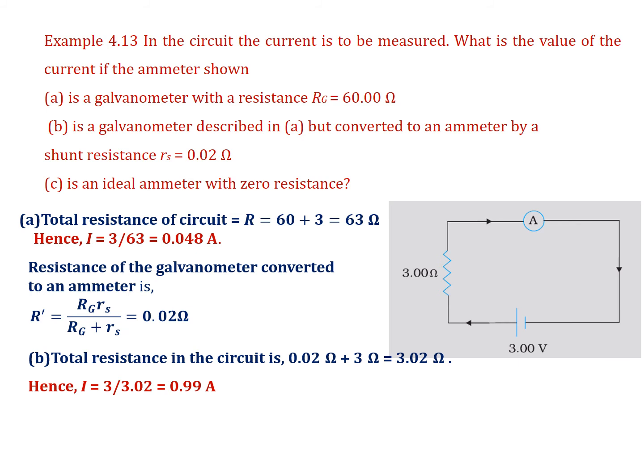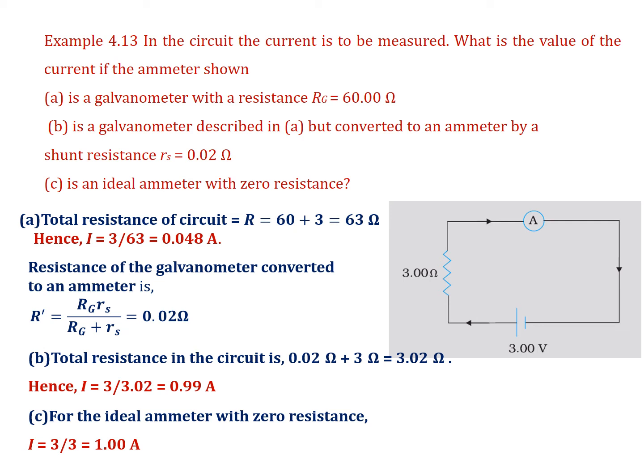And in the third case, I already told you ideal ammeter has zero resistance. So if the resistance of ammeter is 0, the current in the circuit will be 3 by 3, that is 1 ampere. So an ideal ammeter will give us the correct value of current. Whereas if we convert galvanometer into an ammeter, the current is nearly equal to that in the case of ideal ammeter. And if we are using galvanometer to measure current, the current will turn out to be very small.